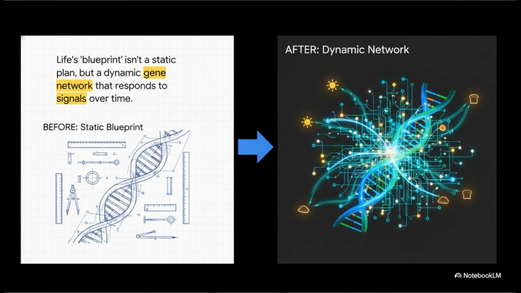We tend to think of our DNA as this rigid, static blueprint with exact measurements. But that's not really how it works. It's much more like a dynamic network of feedback loops. Your genes have information about when to build things and where to build them. And this process shapes an organism as it grows and responds to what's happening around it.